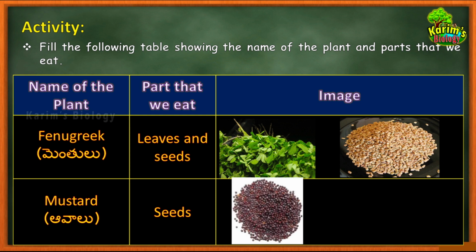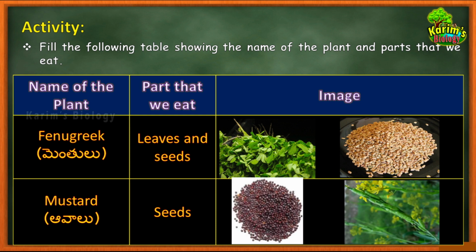Okay, so this is the picture of mustard. And have you seen the mustard plant? Yes, this is the mustard plant, and this is the pod of mustard plant. When the pod is ripened, it will be dried and the small seeds come out of that pod. Okay children, that's about the second one, mustard.